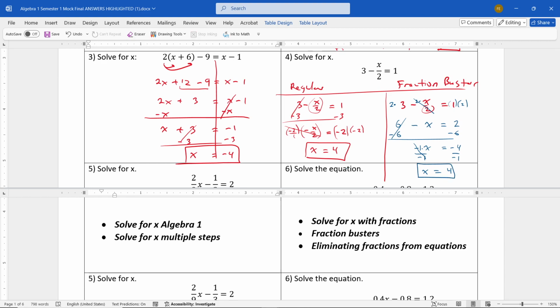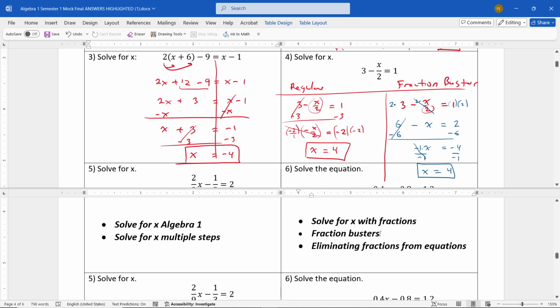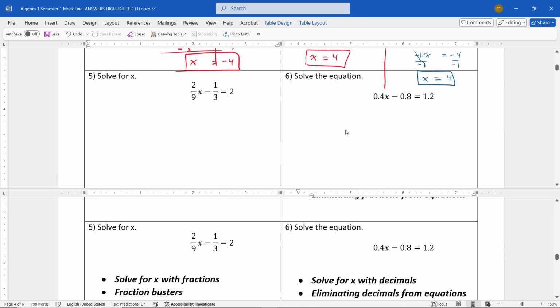To practice more fraction busters, go ahead and search YouTube for any of these key phrases, and you're going to get tons of videos. Pause the video, try those problems yourself, and then resume the video to see if you are correct. All right, number 5 and then 6.